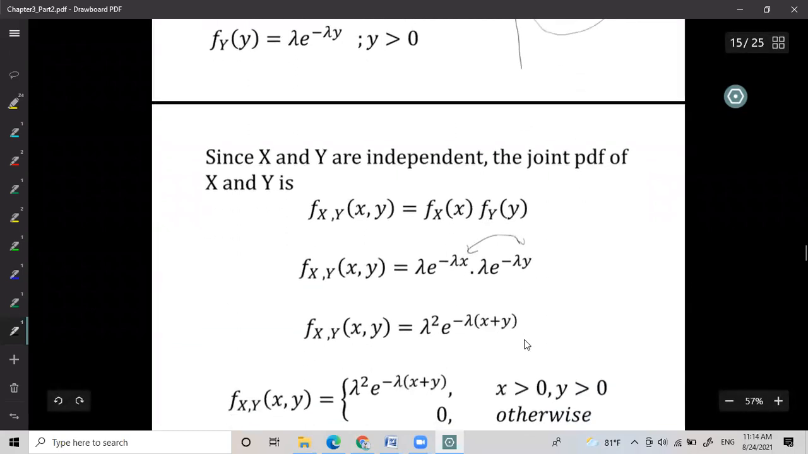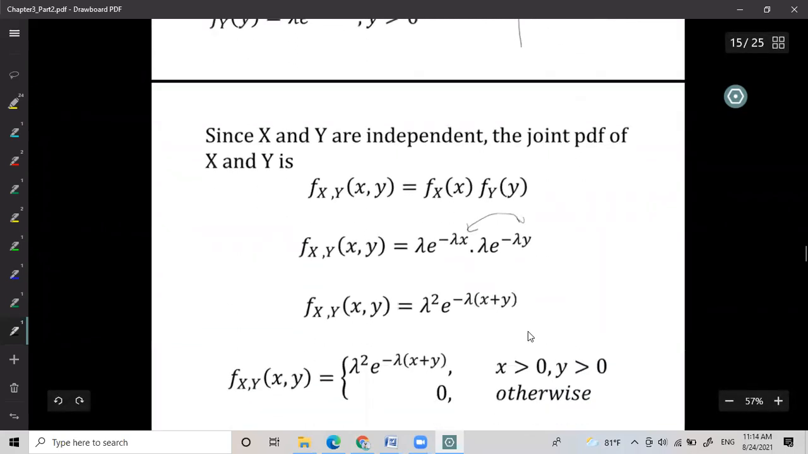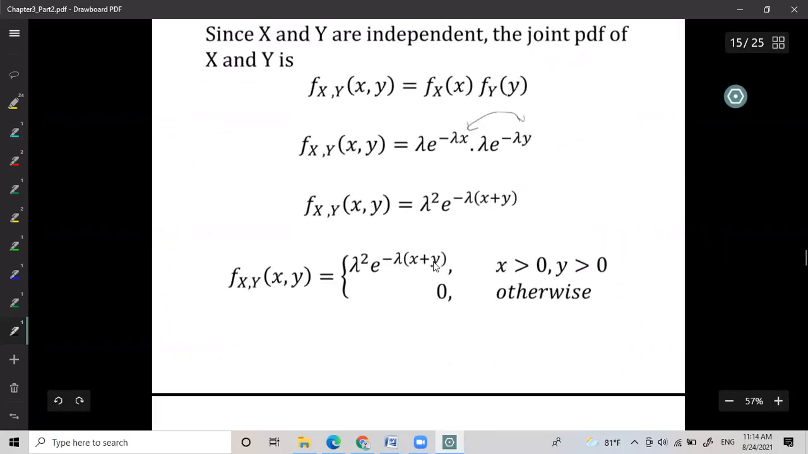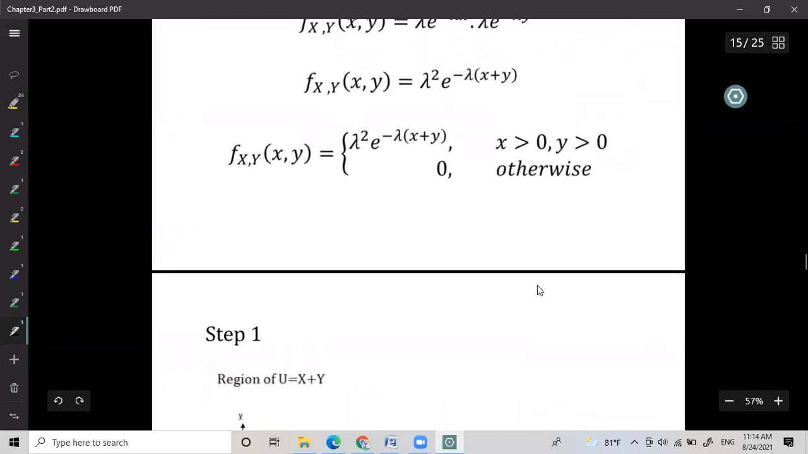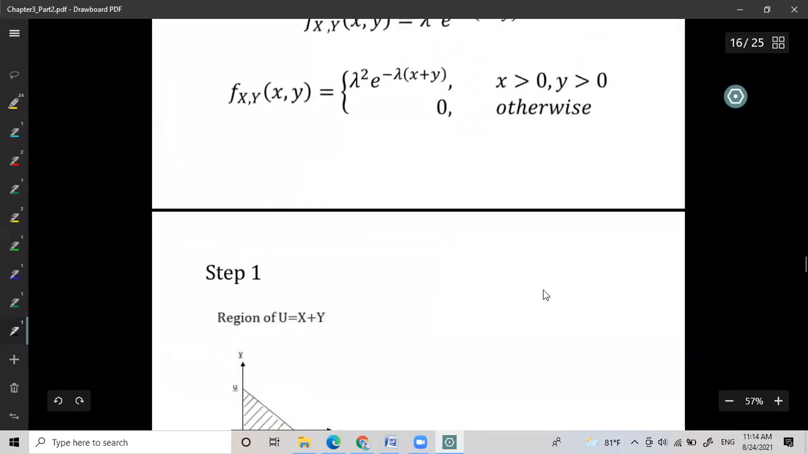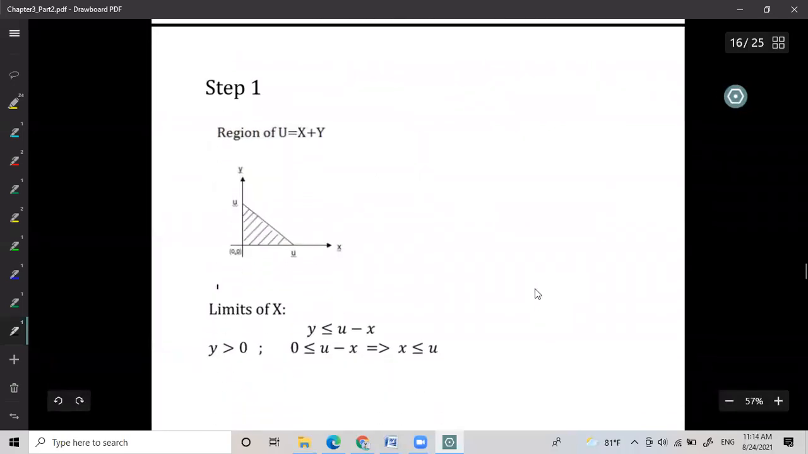Is that clear? Right. So we can write the joint density like this. They are independent. X is greater than 0, Y is greater than 0. Right. So let's do this in all steps. So here's my first step.